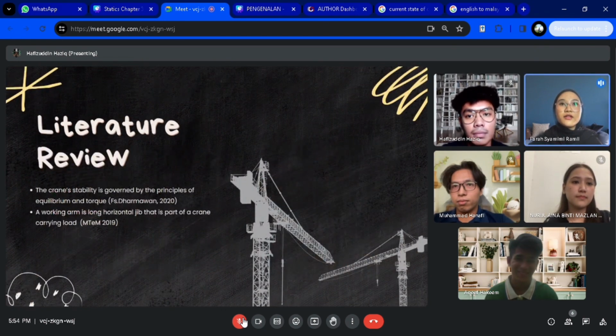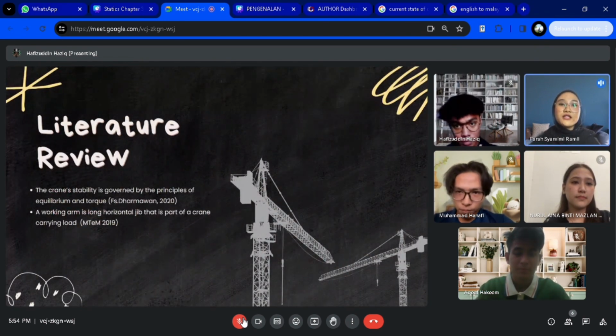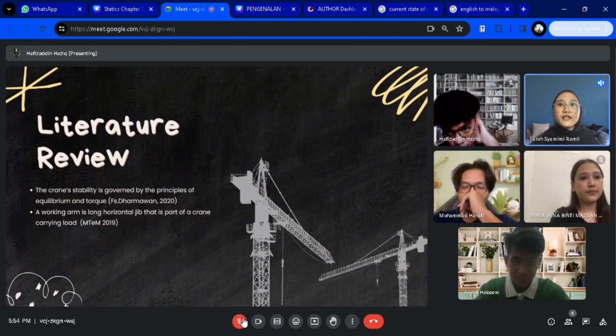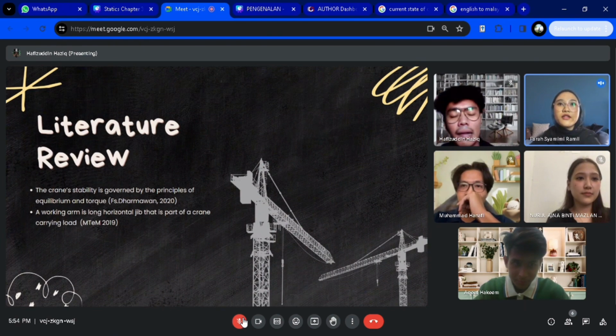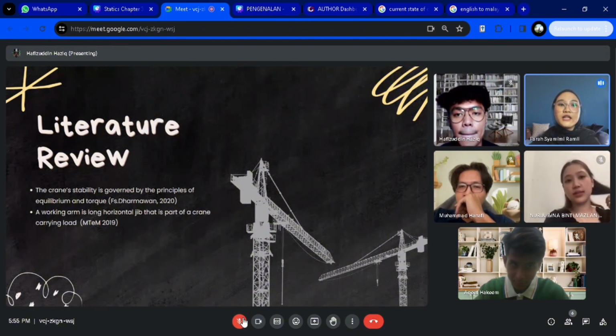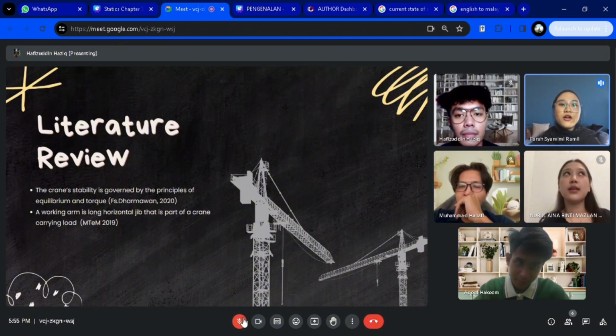Okay, so next we will go to the literature review. Here I stated two references that I found about a high tower crane. The first one is from Press Darmawan, the author who wrote in 2020 about this article. He said that the theory about cranes is related to statics, which is equilibrium, and torque, that we have then implemented. Next is from M10 2019.